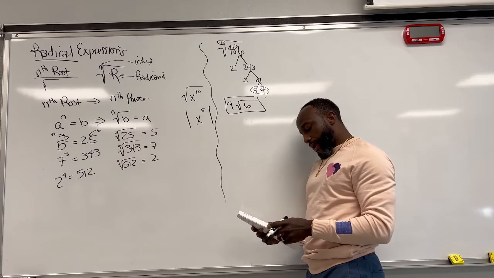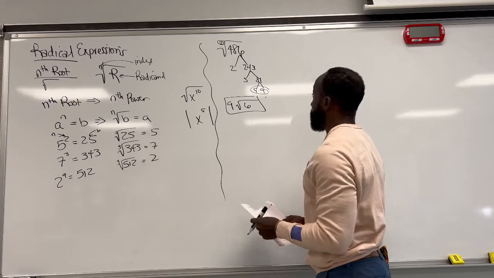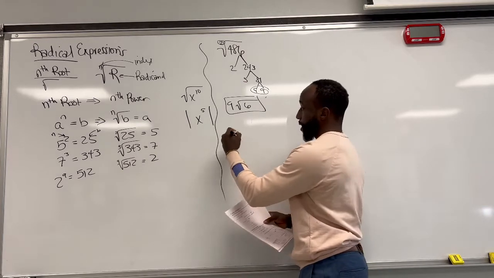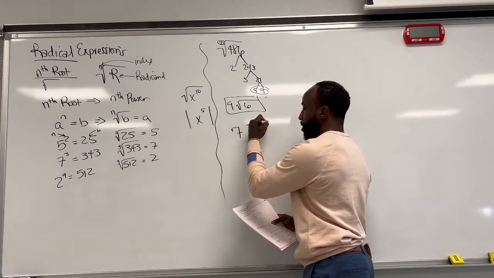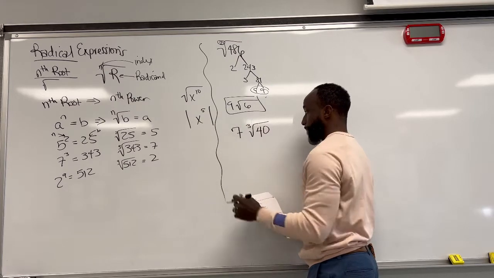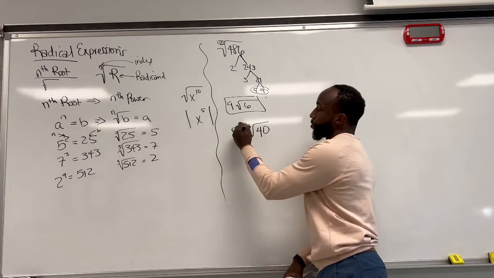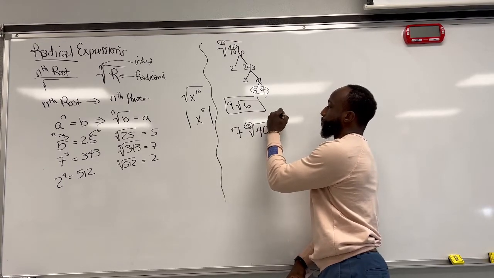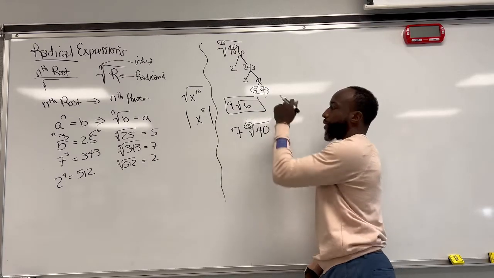For some of you guys, this might be a review. For others, this might be seeing it for the first time. Let's look at this next example. This next example says 7 times the 3rd root of 40. Now, when you have the 3rd root, we're looking for 3 groups of a number. So you need the numbers to repeat 3 times.